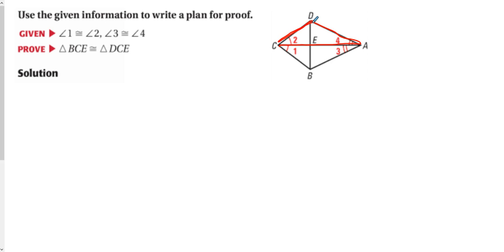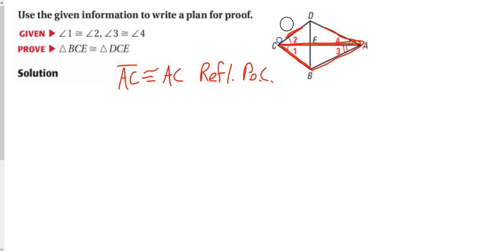CAD and CAB are the same. So in order to do that, I already have 2 angles, so I'd have to show that AC is congruent to AC by the reflexive property. So now I would have angle side angle for triangle CDA and triangle CBA.